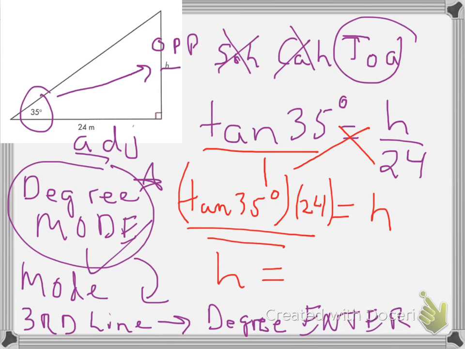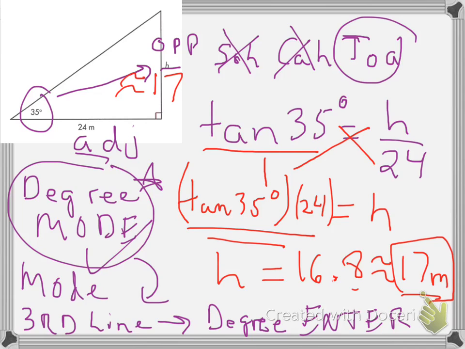I can just type this into the calculator, and I will get h equals, and I'm doing that right now: tan 35 times 24 is 16.8. I'd go about 3 decimal places, except that the problem asks for the nearest meter. So that's about 17 meters is what they want as an answer. So the height of that triangle is about 17 meters. There's your answer.